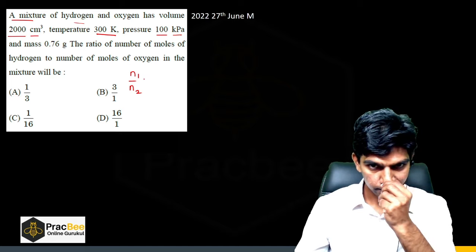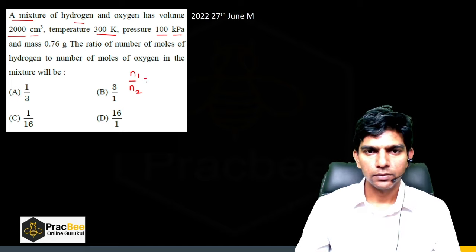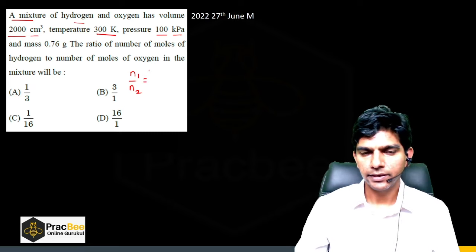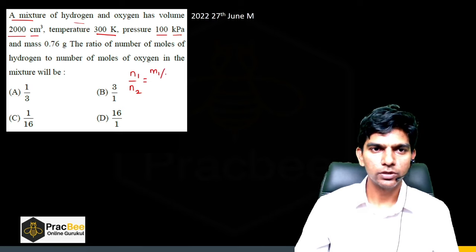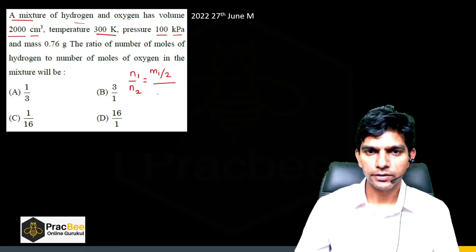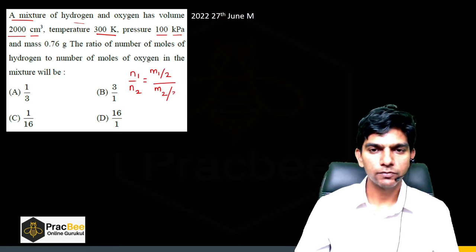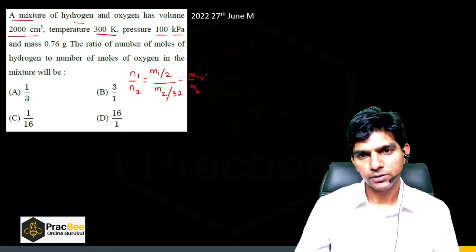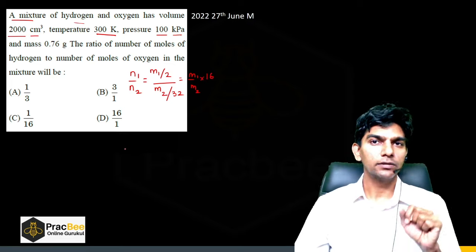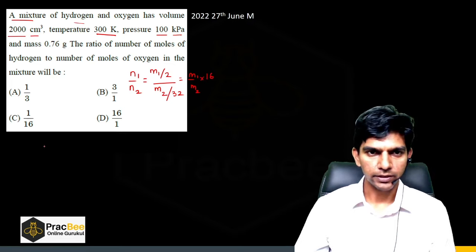And we know that in terms of masses, we can write N1 as mass of hydrogen divided by the molar mass, that will be 2, divided by mass of oxygen divided by molar mass, that will be 32. So this comes out to be M1 by M2 times 16. So we need to find the ratio of masses. So let us find that.